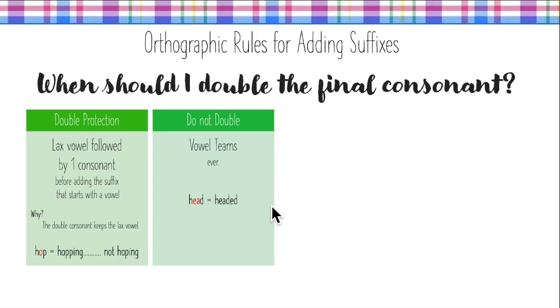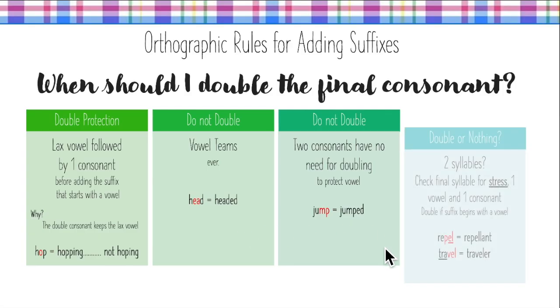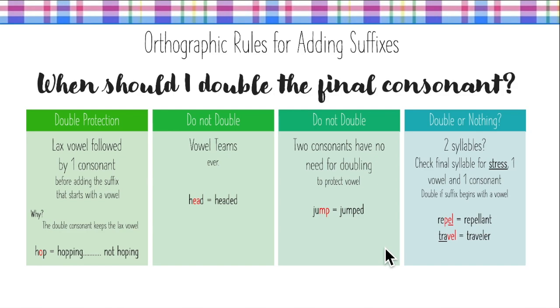Do not double if you have a vowel team, ever. You're going to do great with that. Doesn't need anything. Do not double if you have two consonants already. There's no need. The vowel is already protected. If you have two syllables, check to see if the first syllable is stressed. One vowel and one consonant, then you're going to see, okay, I need to have a double letter on there.